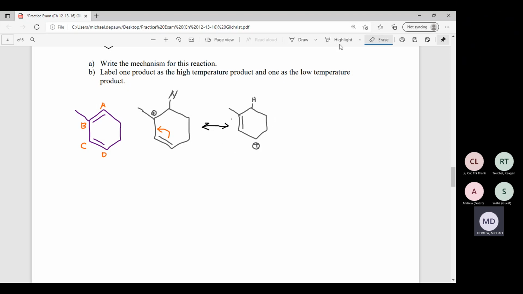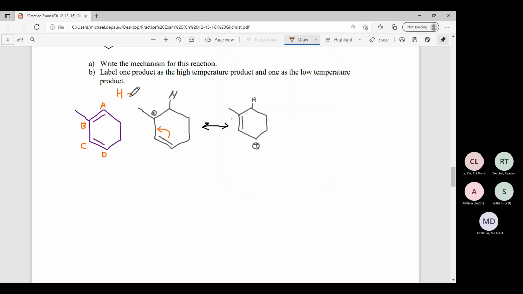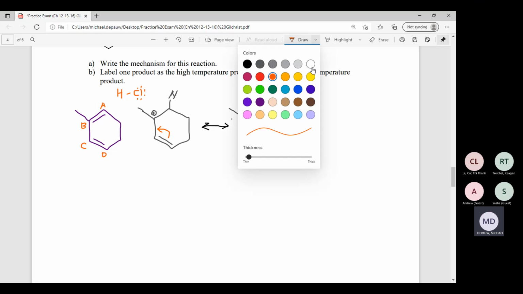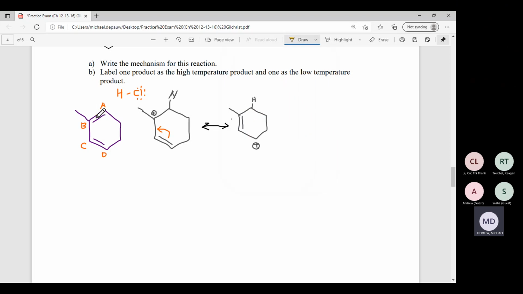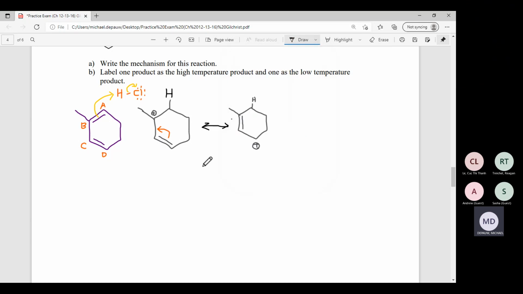And how does that happen? Well, essentially, you have HCl here, and the electrons from the double bond come and attack the hydrogen, and then the electrons between hydrogen and chlorine leave with chlorine, and the hydrogen ends up adding to... I don't like that, it looks too much like an N. I'm going to redraw that. But basically, this hydrogen is now here.